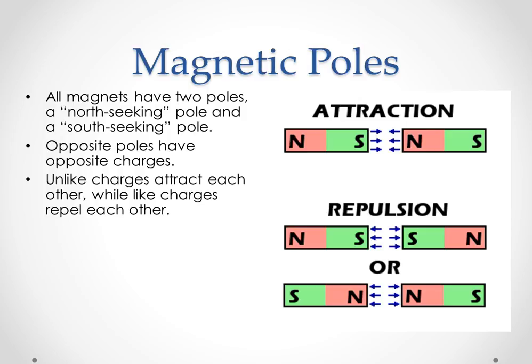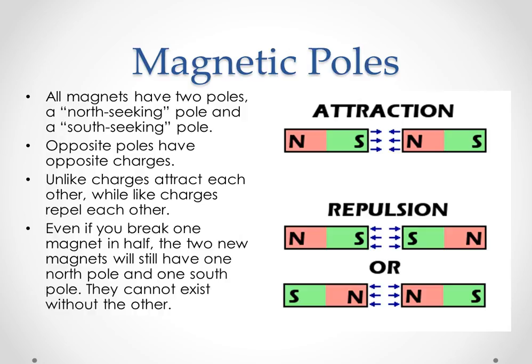Unlike charges attract each other, while like charges repel or push away from each other. The picture shows the South Pole being attracted or pulled towards the North Pole. The bottom picture shows South Pole and South Pole. If they're next to each other, they're going to try to move away from each other. Same thing with the North Pole. If they're right next to each other, they're going to try to push away from each other. They are repelled by each other.